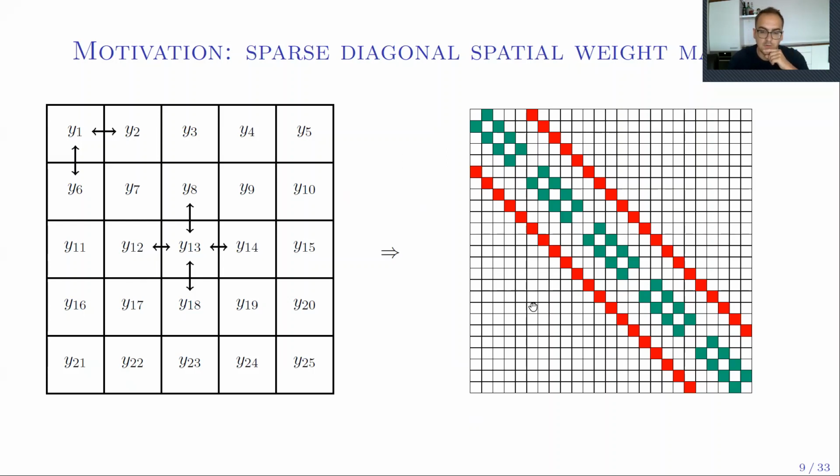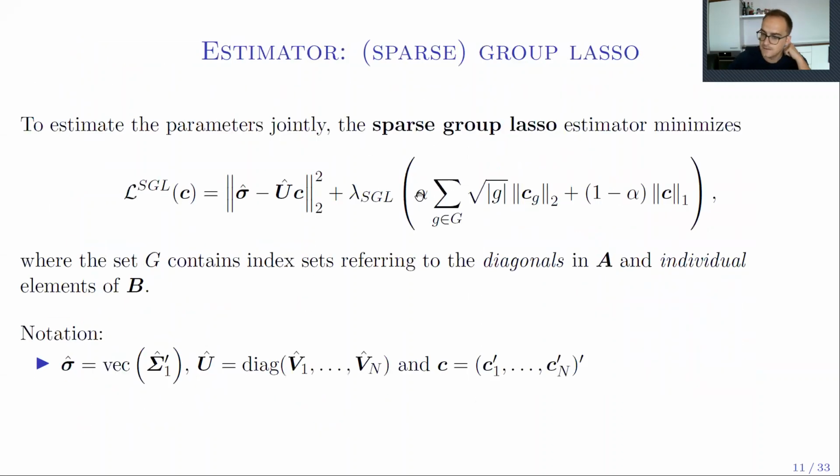However, this would estimate this matrix sparsely, but it wouldn't really take into account this diagonal form of the sparsity. So another idea might be to not try to select or remove individual coefficients, but to select or remove complete diagonals. And you may want to allow for zeros within the diagonal as well. For example, if we model the interaction between 5 and 6, there is no more horizontal interaction, which leads to these gaps over here. So a very suitable approach for this would be the sparse group lasso.